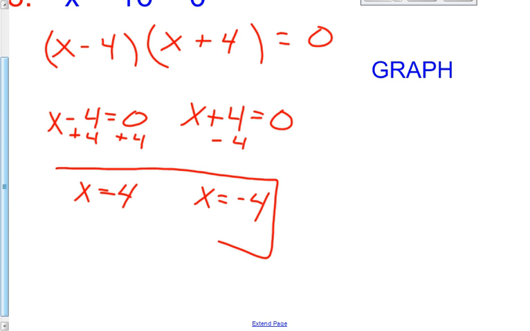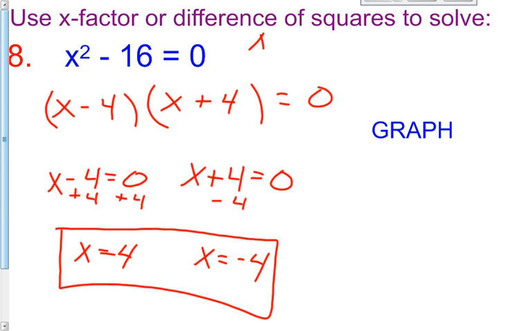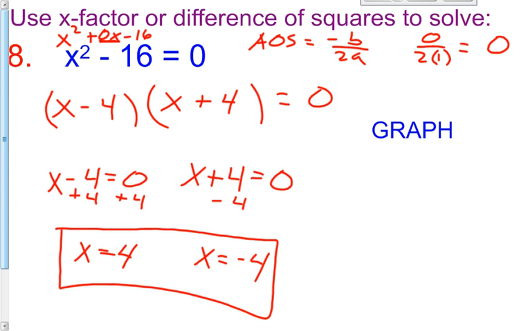So I want you to look at this one for a second before we look at the graph. If we were to do our axis of symmetry, which is negative b over 2a, there is no b value. This can be written as x squared plus 0x minus 16. There are no x's. So it would be negative 0 over 2 times 1, which 0 divided by anything is just 0. So my axis of symmetry is x equals 0, which is the y-axis. It's a vertical line at 0.